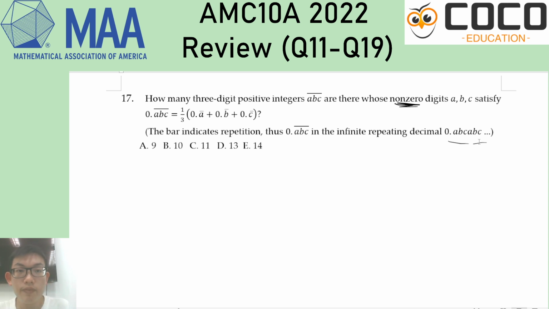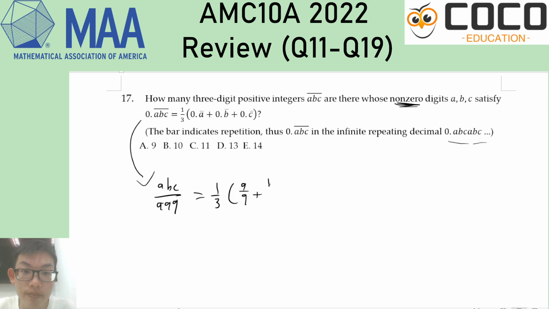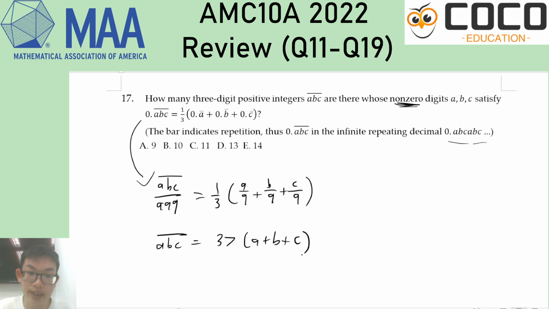Now I can immediately convert all of these into fractions. So ABC repeating is just ABC over 999. A, B, and C separately repeating is just A over 9, B over 9, and C over 9. Of course, ABC is not A times B times C, it's still the 3-digit number ABC. Multiply throughout by 999, you are going to end up with the 3-digit number ABC is 37 times A plus B plus C.